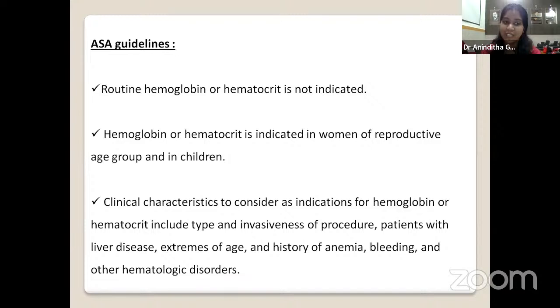In comparison with the ASA guidelines, they state that routine hemoglobin or hematocrit is not indicated, but it is indicated in women of reproductive age group and in children. So clinical characteristics to consider as indications for hemoglobin or hematocrit include type and invasiveness of the procedure, patients with liver disease, extremes of age, history of anemia, bleeding, and other hematological disorders.